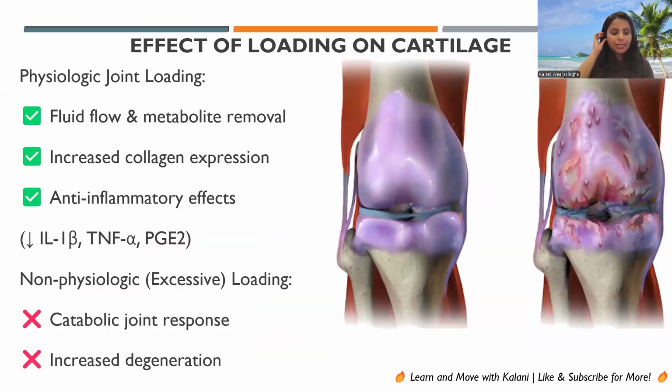The physiological loading of the cartilage, where controlled movement and weight bearing take place, improves joint health by stimulating collagen synthesis and promoting cartilage stiffness. However, excessive or non-physiological loading leads to cartilage breakdown, increasing pro-inflammatory markers like interleukin and TNF-alpha, which accelerates degeneration.